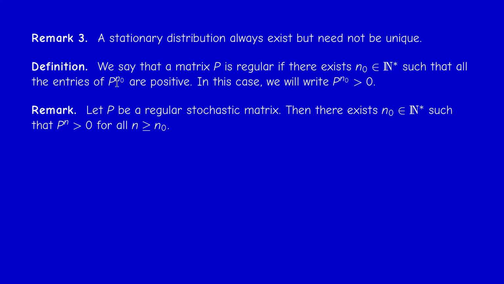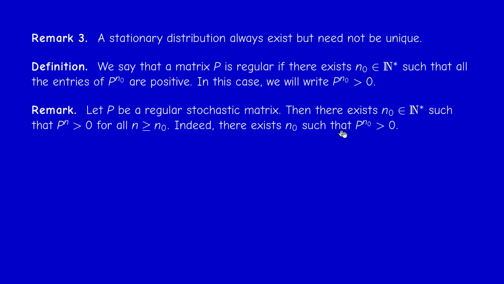If some positive power of P has positive entries, positive I mean strictly positive, then all powers of P will also have positive entries starting from n0. Not totally trivial, but it's easy. So instead of saying that all entries of P^n are positive, I write P^n positive. But don't confuse that with positive symmetric, or positive definite. Now, why is that?